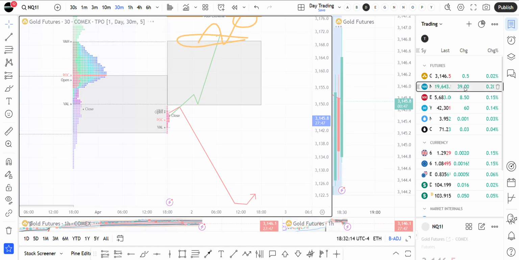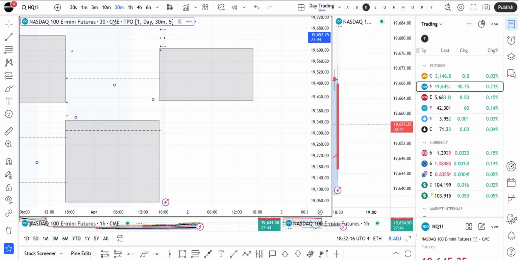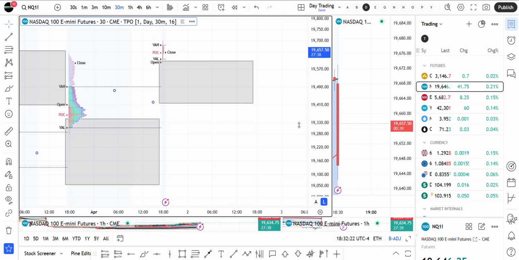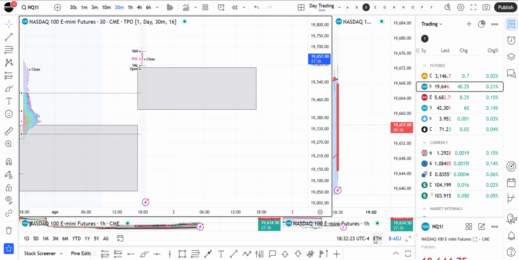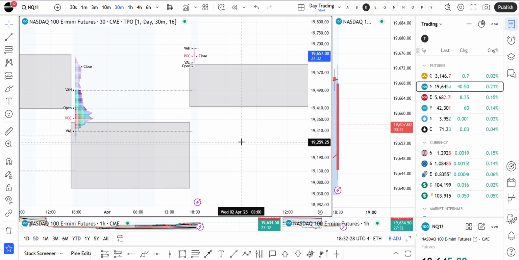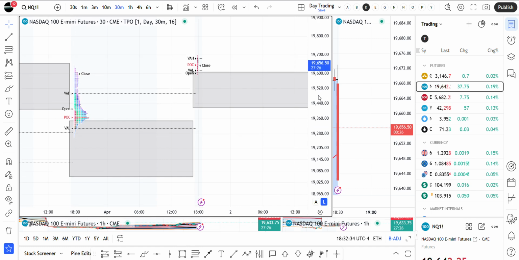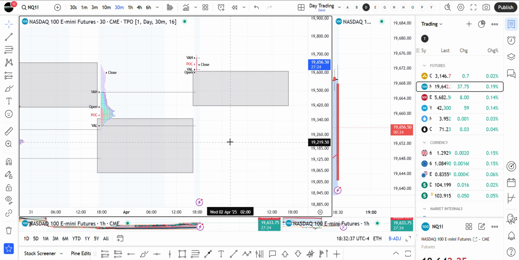And then NAS in Q. I think I use 16. Let me just make sure. Yeah, 16. Could actually be long now. So it opened as we're trading now. Should have been long from the open.